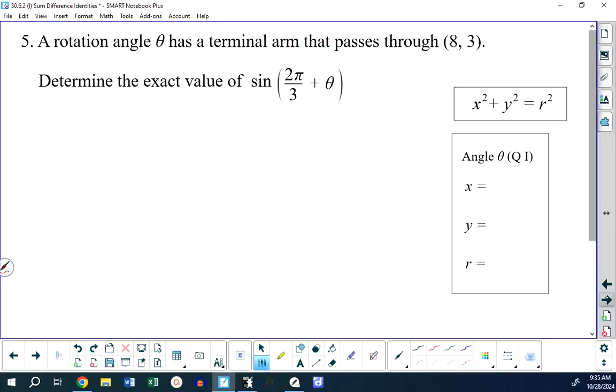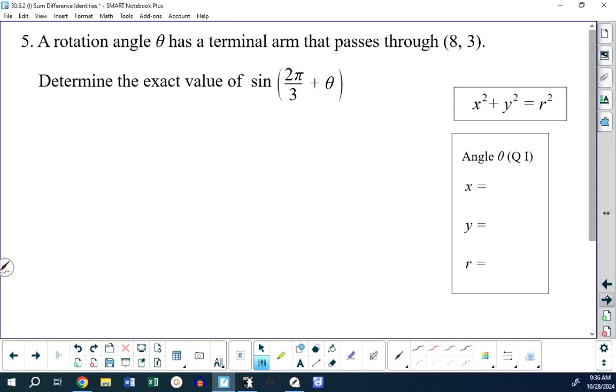A rotation angle has its terminal arm, and the terminal arm passes through 8, 3. What's the exact value of sine of 2 pi over 3 plus theta? This is now a full-blown diploma exam question. This is something you would expect to see on an exam.